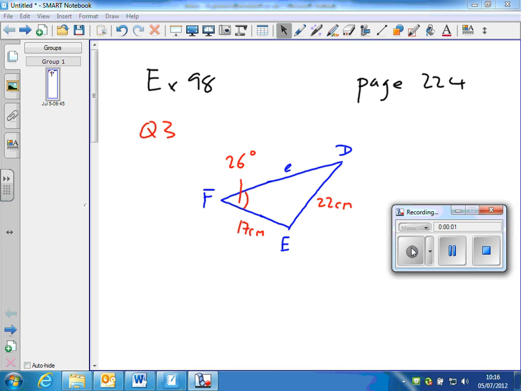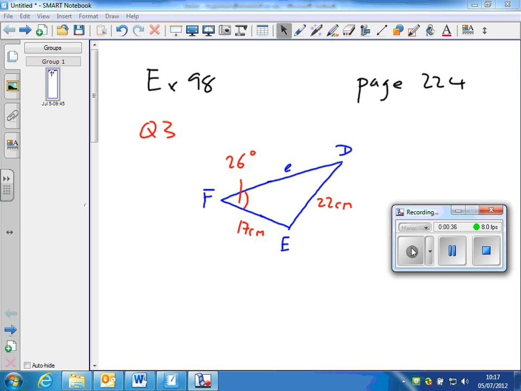So exercise 98, page 224, question number 3. I've drawn it out. I've tried to make sure that side FE is a bit shorter than side DE, and then putting the angle F in as 26 degrees, that sort of makes it obvious that angle E is greater than 90 degrees, but that can be an issue, as is mentioned in one or two of the work problems. I think work problem number 3, and also in the next question we're going to have a look at, or I'll have a look at in this exercise.